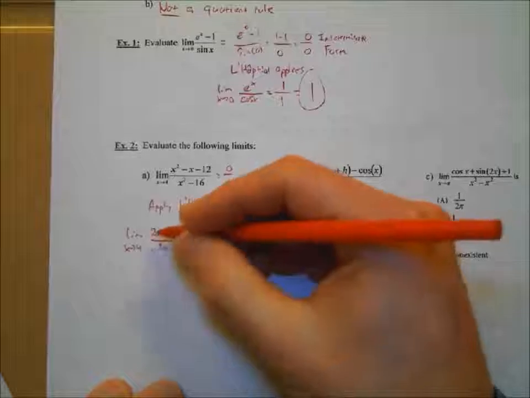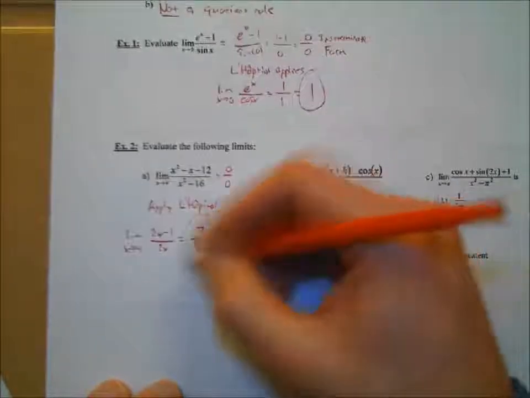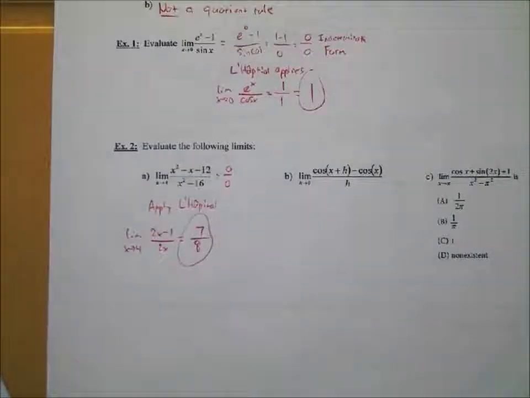So we'll say the limit as x approaches 4, and then again, just take the derivative of the numerator, 2x minus 1, over 2x. And now if we do a direct substitution, 2 times 4 is 8, minus 1 is 7, 2 times 4 is 8. 7/8, exactly what we got on the front.